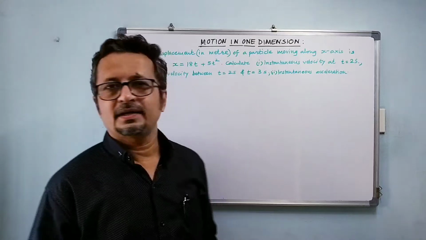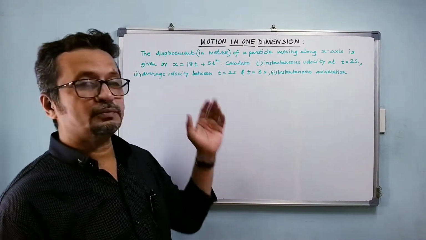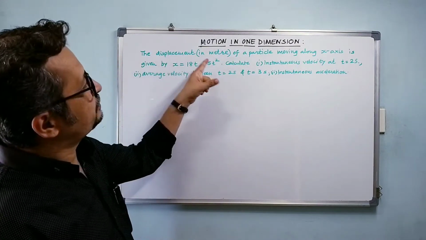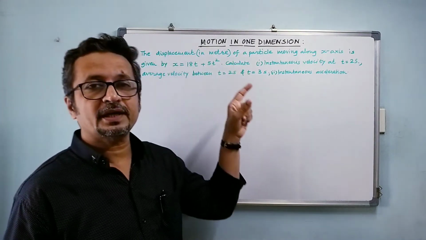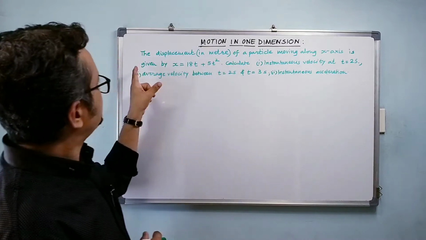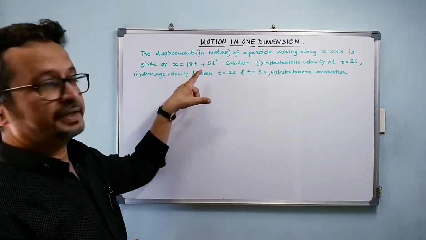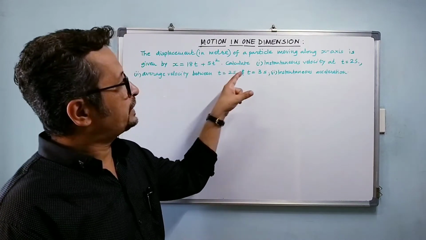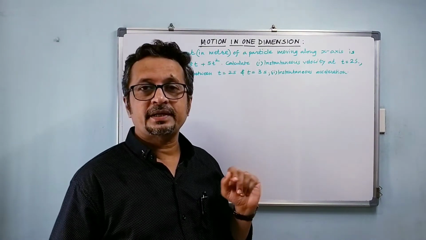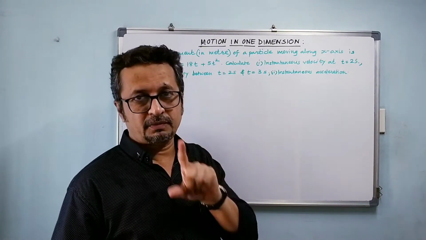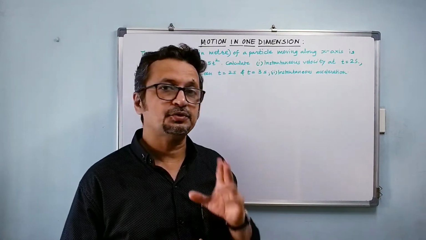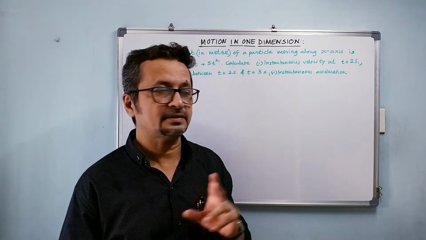Hello friends, let us do this one more problem on acceleration. The displacement in meters of a particle moving along the x-axis is given by x equals 18t plus 5t squared. Now calculate, number 1, the instantaneous velocity at t equals 2 seconds. Number 2, the average velocity between t equals 2 seconds and 3 seconds.